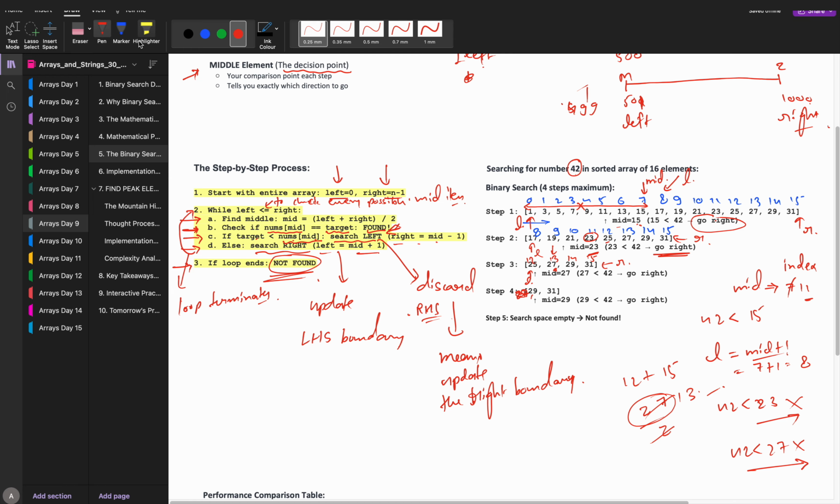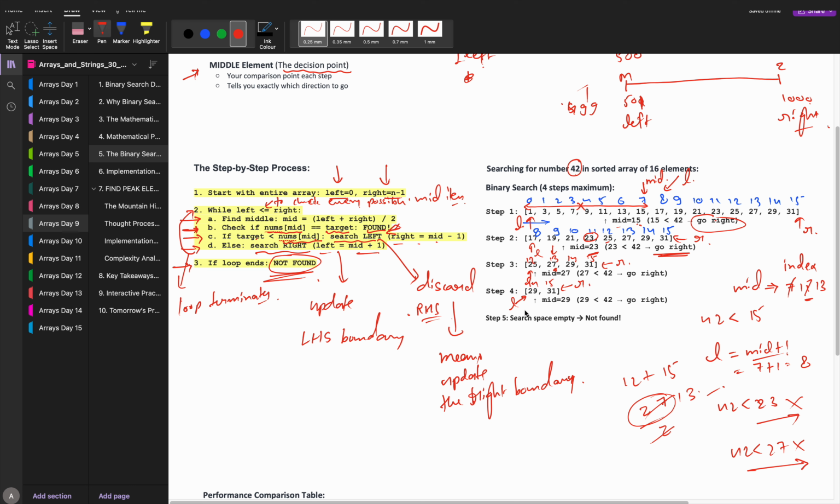So if I go to mid plus 1 for my left boundary, where will I go? Mid was 13 है ना. अब ये 13 हो गया था. Now 13 plus 1 is 14. So I will go to 14th index which is 29. 14 और ये 15 हो गया. Left, right is still here.